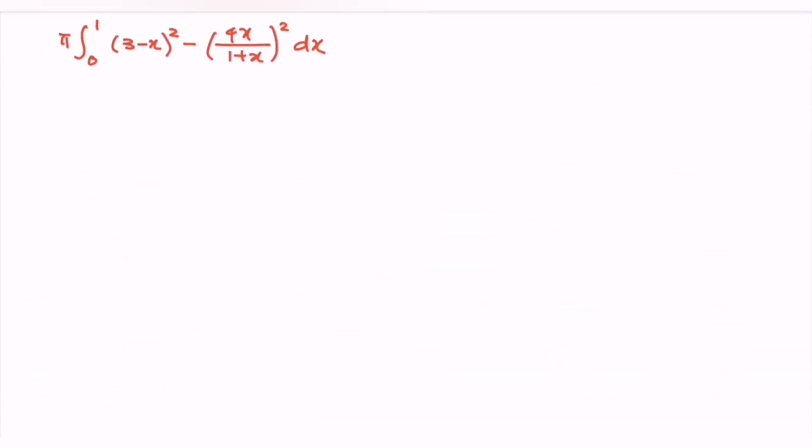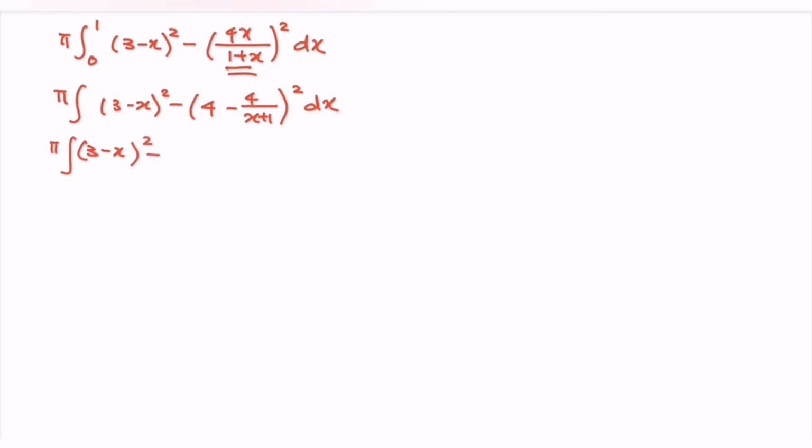So kindly refer to part A. Focus on this part, simplest form. So we have pi, integrate (3 minus x) squared minus (4 minus 4 over x plus 1) squared dx. Continue, we have pi (3 minus x) squared. Focus on the second part, we have to expand. So we have 16 minus 16 over x plus 1, minus 16 over x plus 1, plus 16 over (x plus 1) squared, with respect to x.